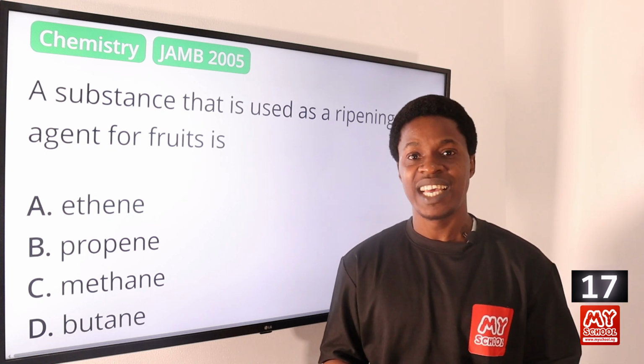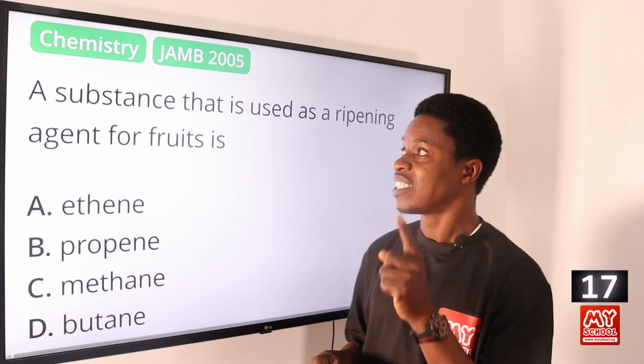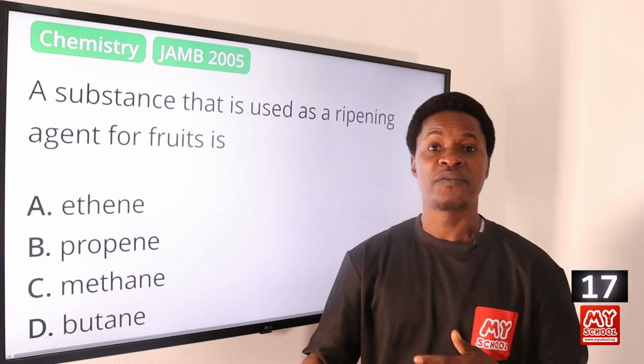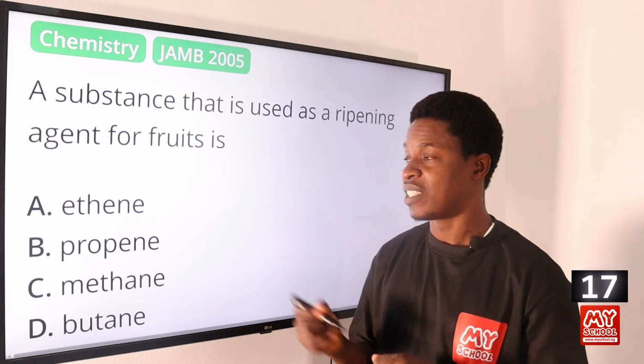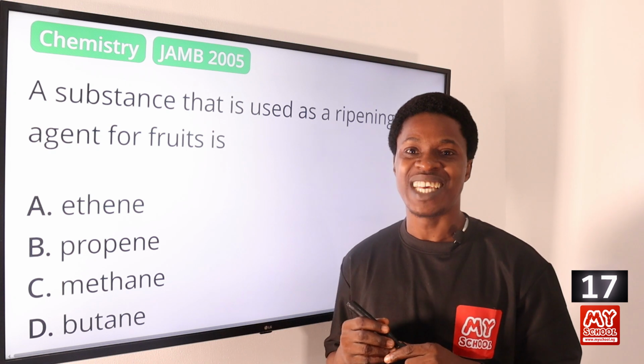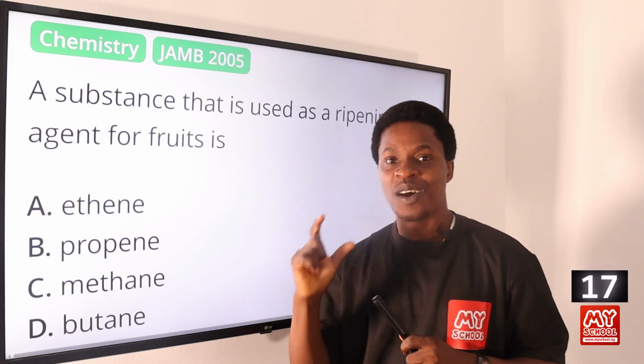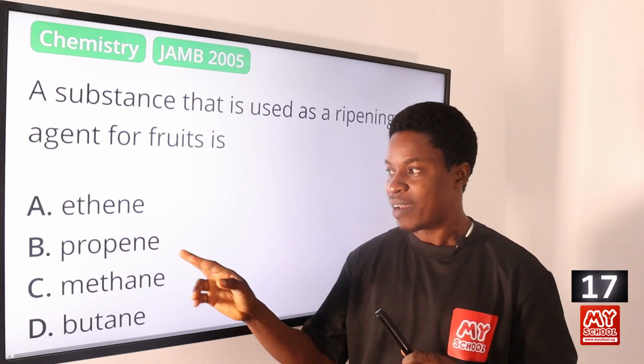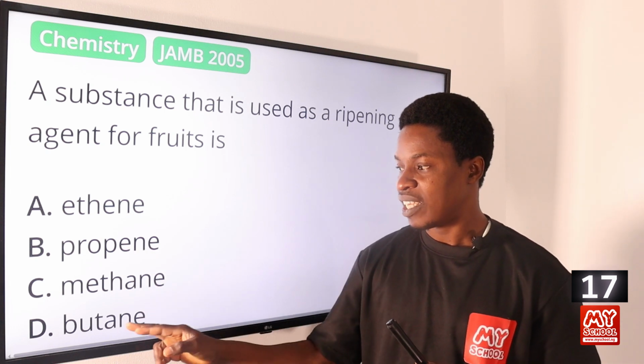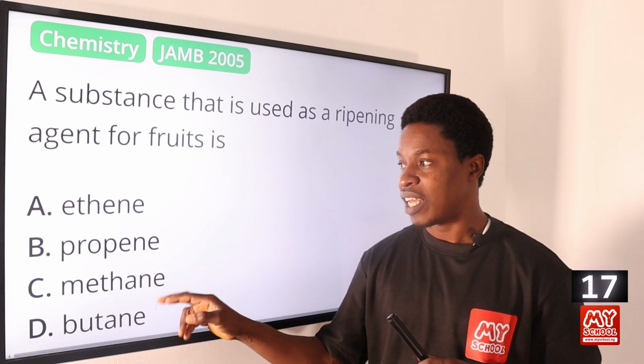That is ethylene. Ethylene is the substance that is used to ripen fruit. Whether you call it ethylene or ethene, it's the same thing. Ethene or ethylene, not ethane, okay. I'm not saying propane here, or methane, or butane. No, it's not any of these.